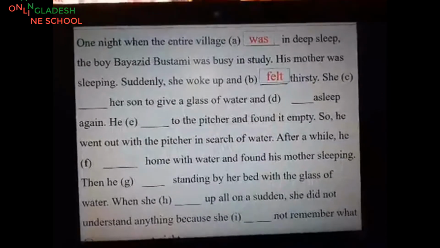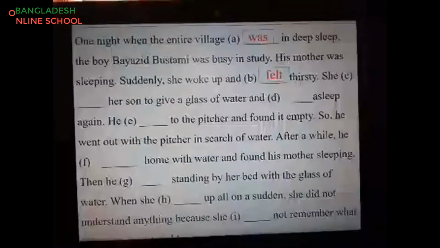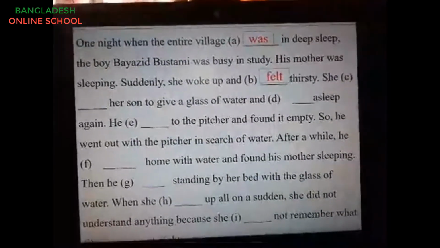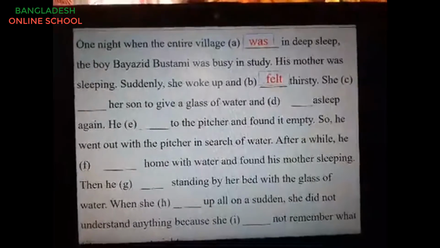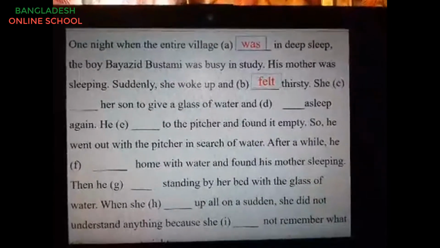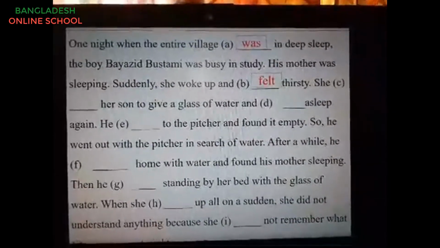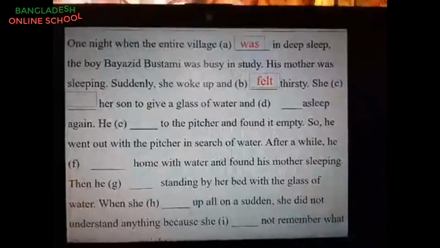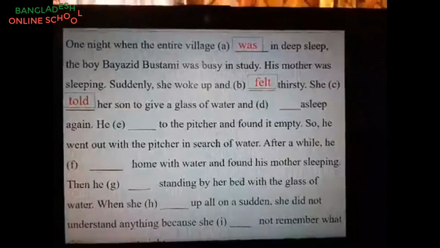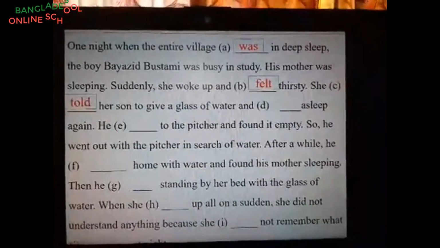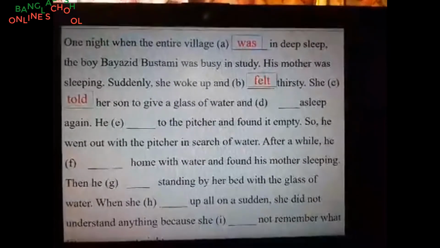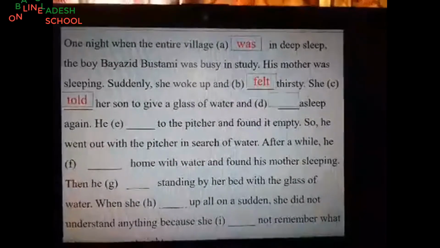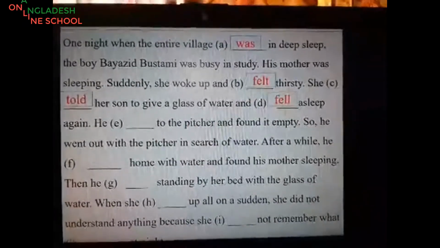She felt thirsty, because felt is used as these actions are in past indefinite tense. She asked her son to give a glass of water. Now the answer will be told. She told her son to give a glass of water and fell asleep again.